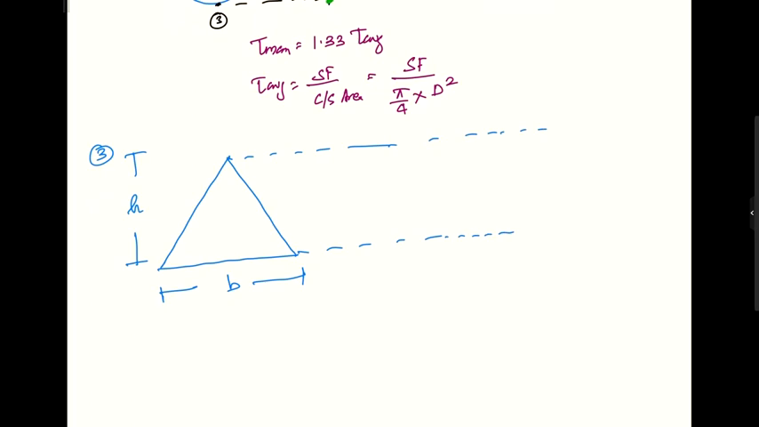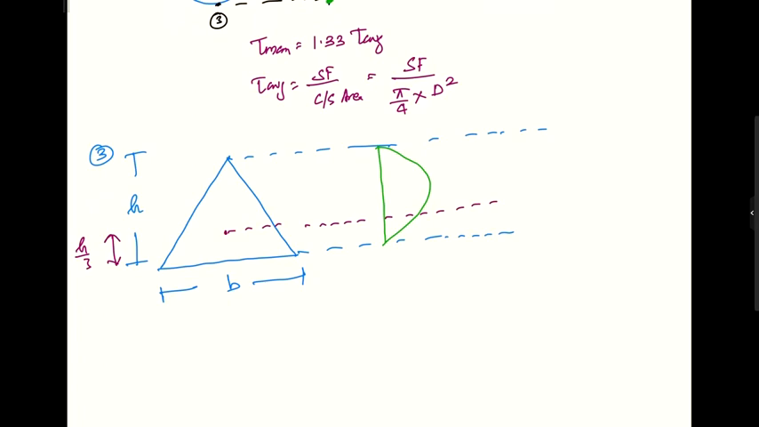It will be at h by 3, right? That is somewhere here. It will be at h by 3 from here. So if I draw the neutral axis like this, it will be like this neutral axis, right? And here if I draw the shear stress variation, I'm going to get it like this. The shear stress variation will be like this.